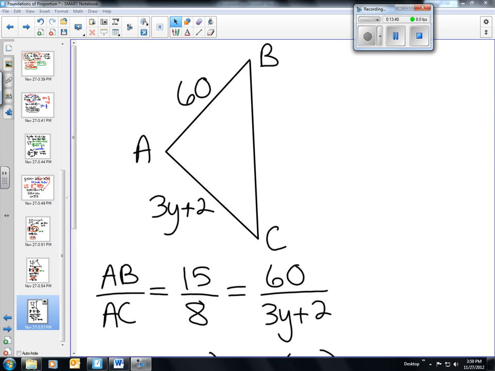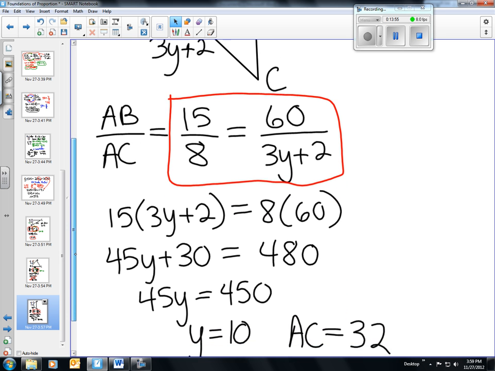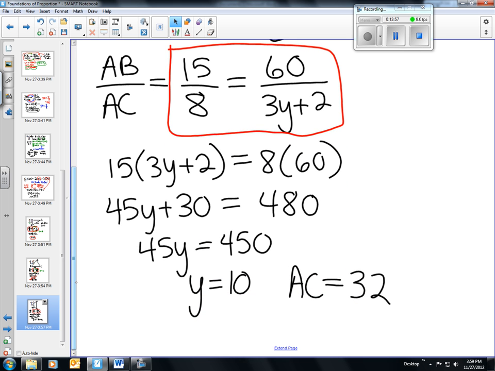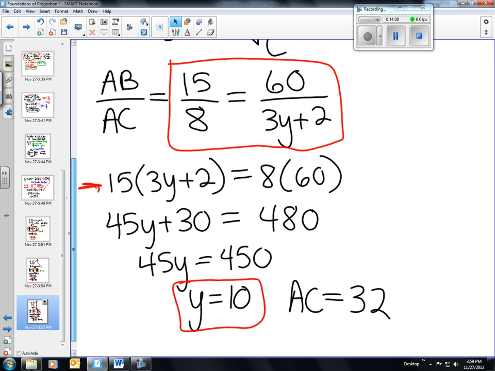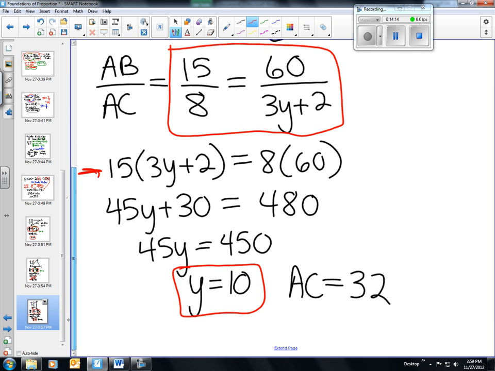And the last example that we're given, we have the ratio of AB to AC of 15 to 8. So we're going to set up the proportion here that you see in red. And to solve the proportion, you would say cross product would land you with the distributive property here. And you get 45y plus 30 equals 480. And then solving for y, you get y equals 10. But again, 10 is not the value of the side AC. You'd have to plug in 10 for y here, and then say that AC, the segment length AC, is 32.